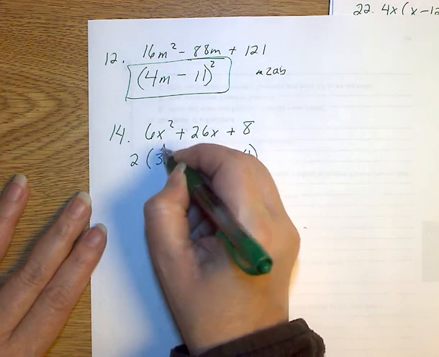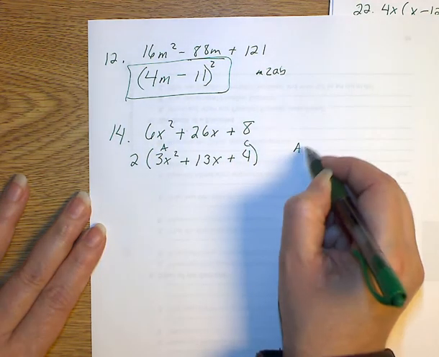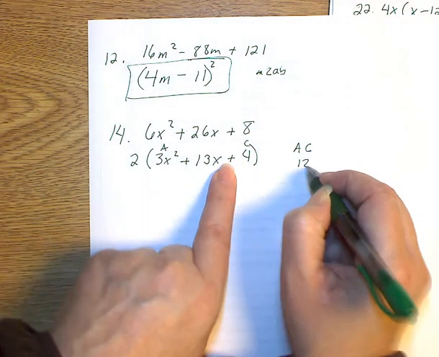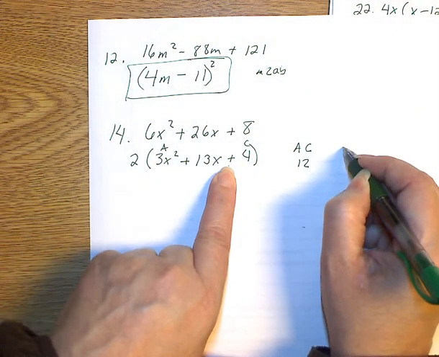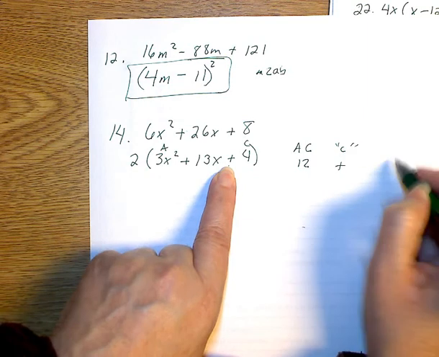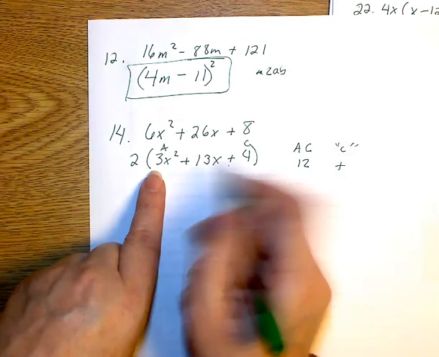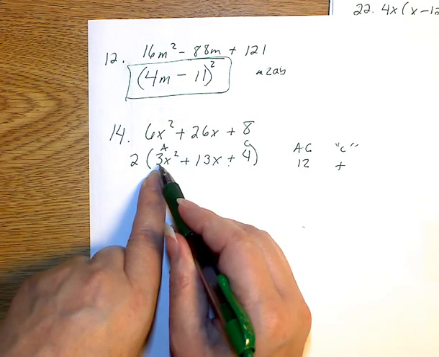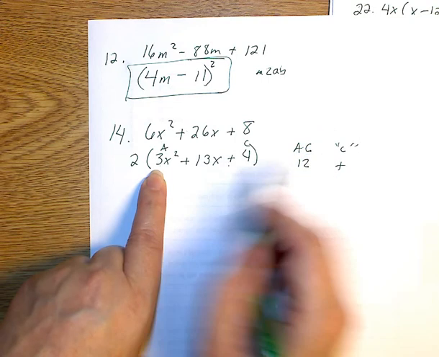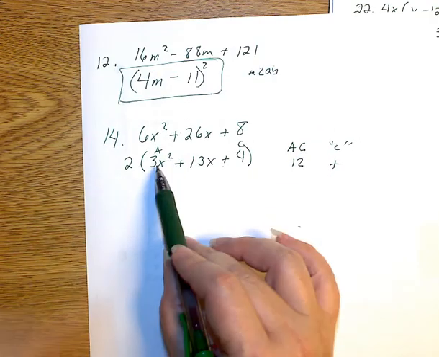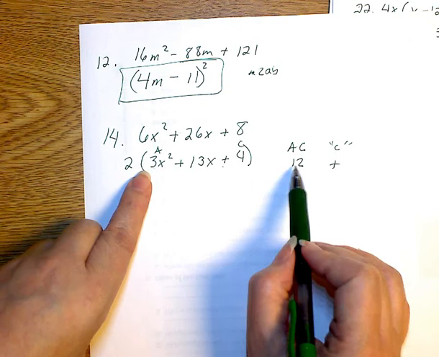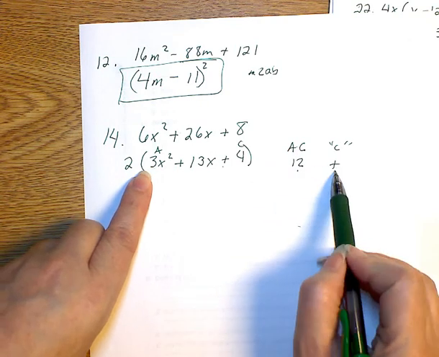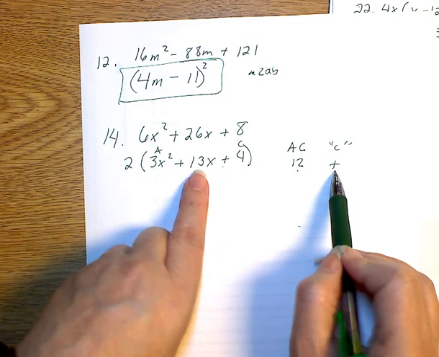So AC, so I'm looking for two numbers that multiply together that give me 12, that when I add them, because C tells me when I add them, because A times C. So 3, and it's the coefficient. So A and C are coefficients. So 3 times 4 is 12. So 3 times 4 gave me 12. So I'm looking for two numbers that multiply together to give me 12, that when I add them, I get 13.